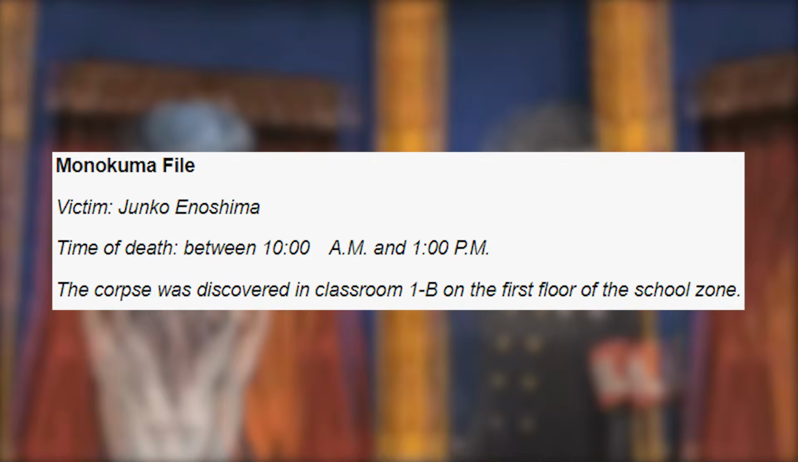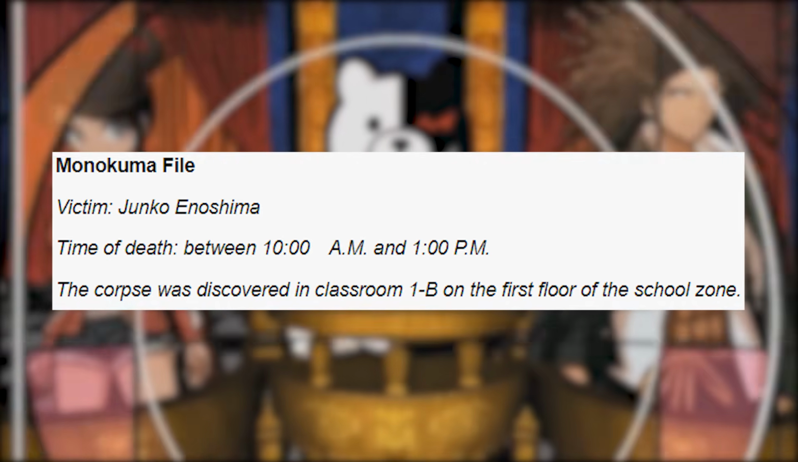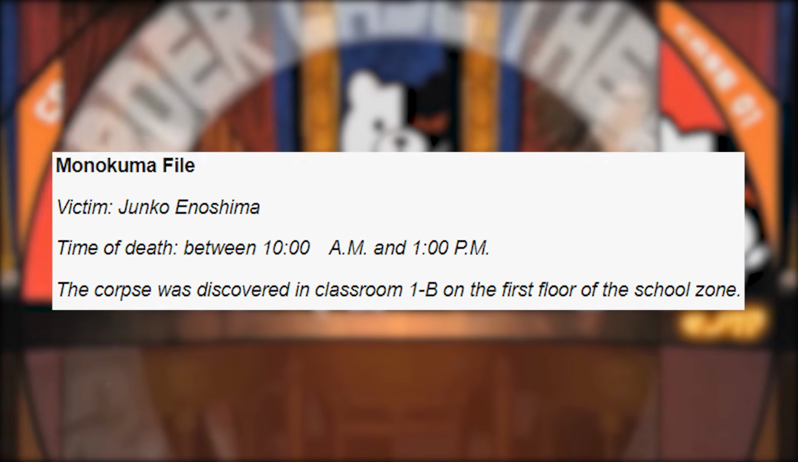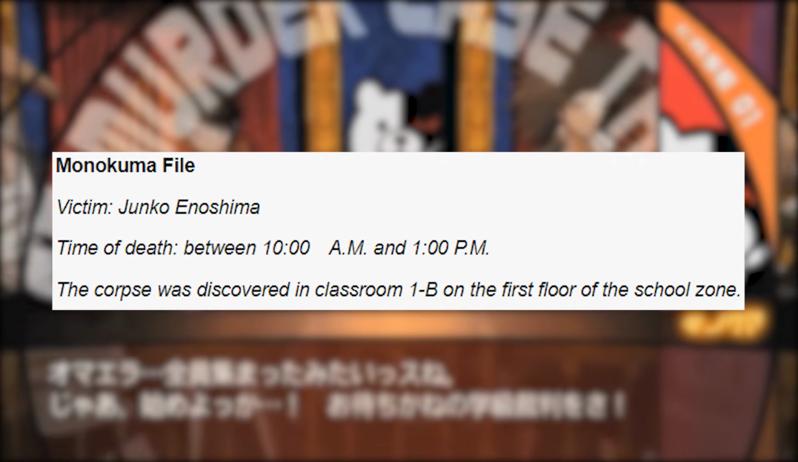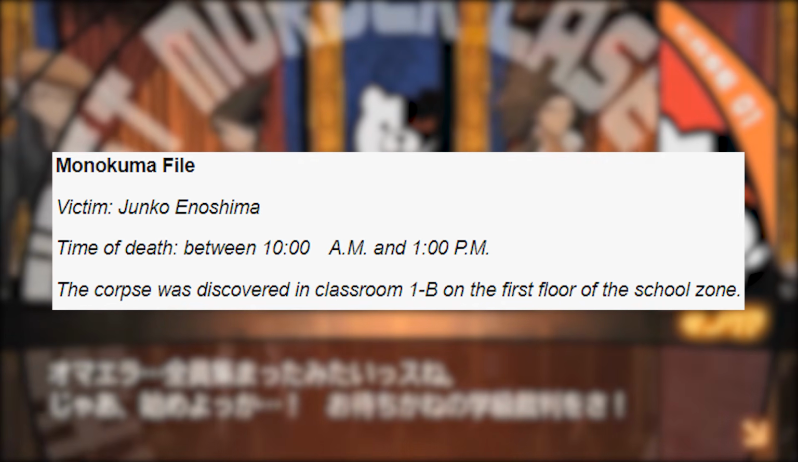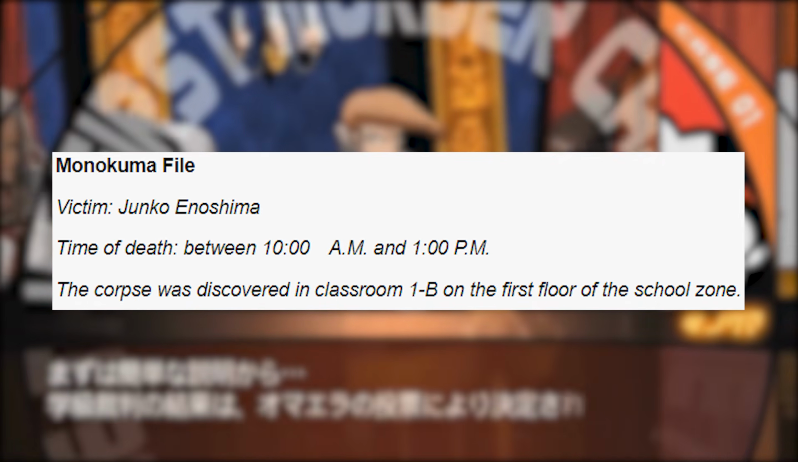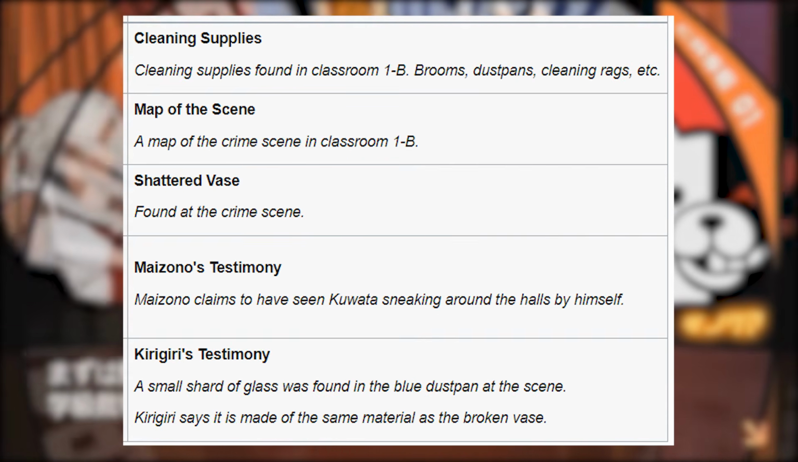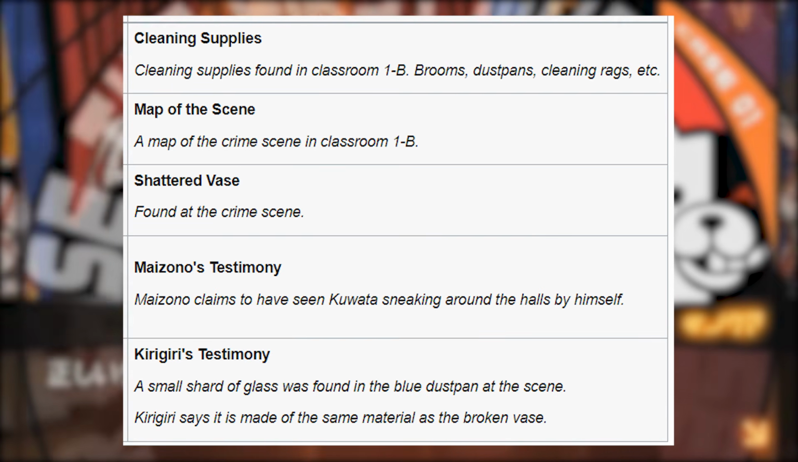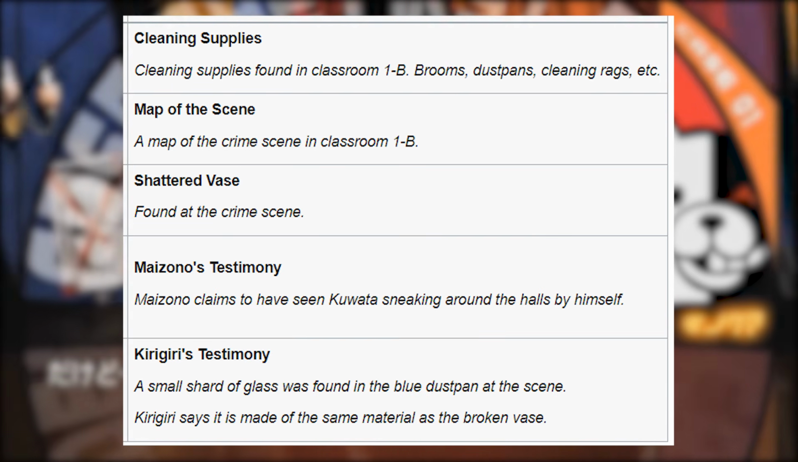The Monokuma file for the case states the following: victim, Junko Onishima, time of death between 10 a.m. and 1 p.m. The corpse was discovered in classroom 1B on the first floor of the school zone. The other evidence is cleaning supplies, map of the scene, shattered vase, Mizuno's testimony, and Kirigiri's testimony.